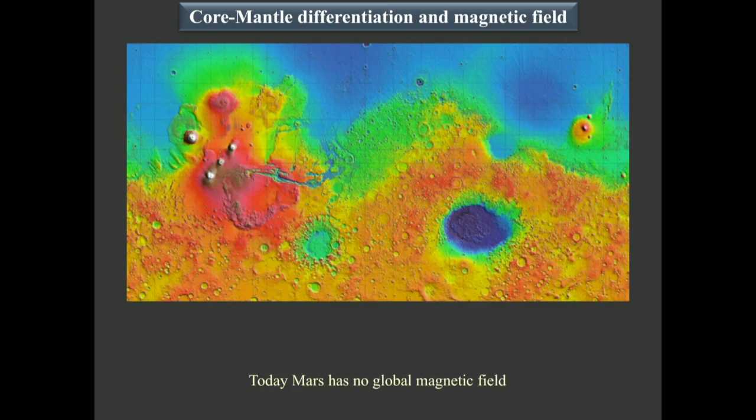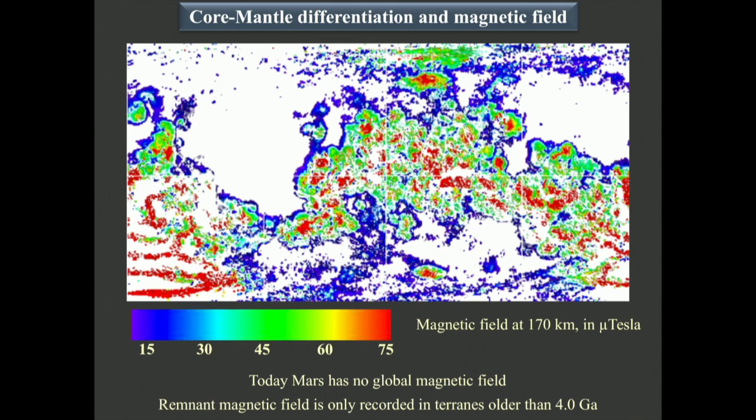Maybe we can have a look at Mars. On Mars, you know, we have very old terrains here with a lot of impact craters, and here more recent terrains, and the volcanoes here are more recent. If we look at the map of the remnant magnetic field on Mars, we can see that it appears only on very old terrains, older than 4.3 billion years. So that means that on Mars, the magnetic field also appeared very early in the history of the planet.